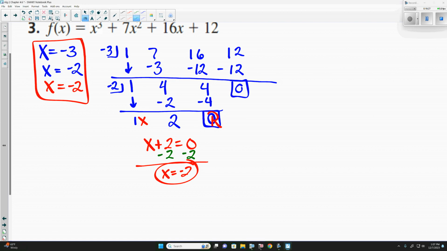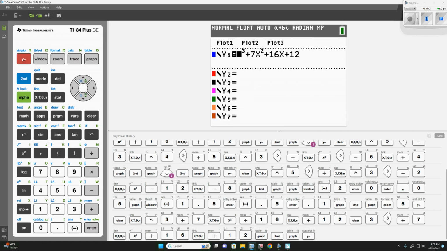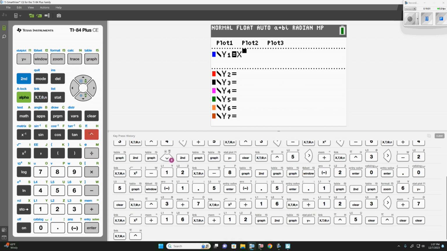Questions on this here? We're ready to look at the next one. x to the 5th minus 3x to the 4th plus 5x cubed minus x squared minus 6x plus 4. How many solutions should this one have? 5, because we have x to the 5th.